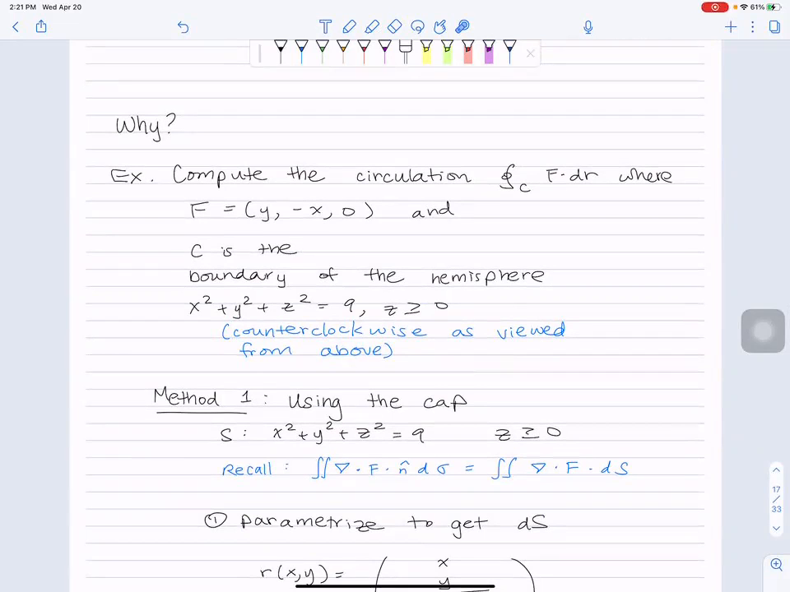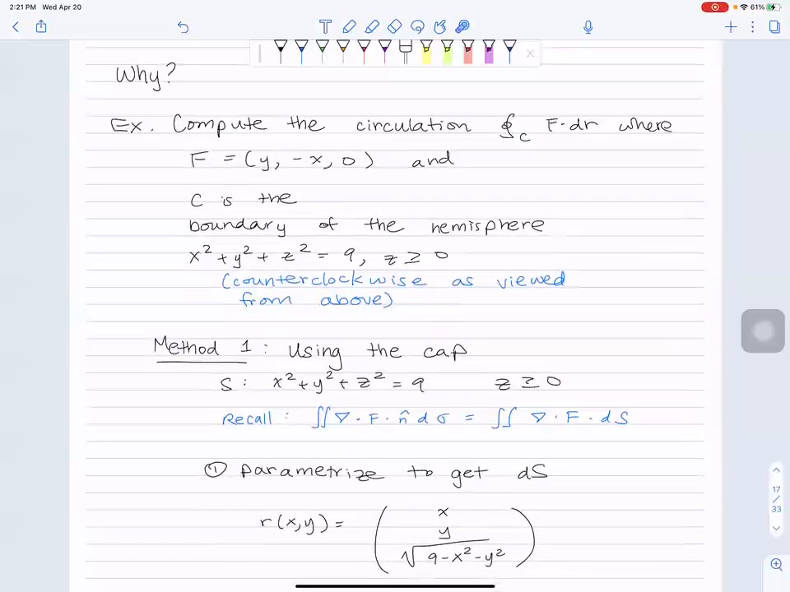Okay. We want to compute the circulation of f dot dr, where f is given as this vector field, and c is the boundary of our hemisphere. So we have a whole sphere, we cut it in half, and we just have the hemisphere, and c is going to be the curve at the boundary of the hemisphere.